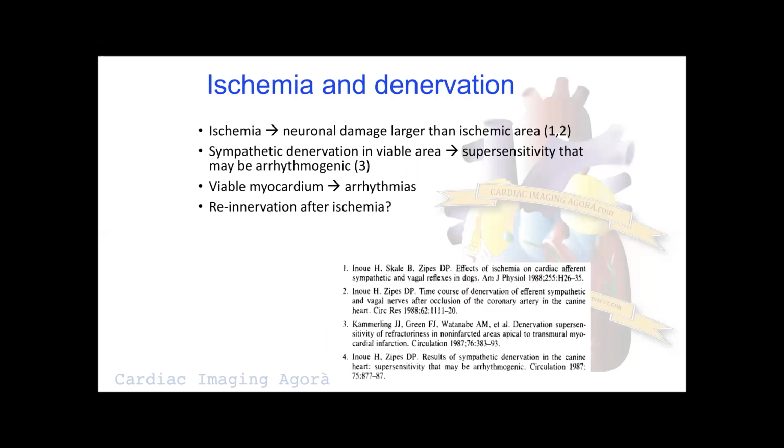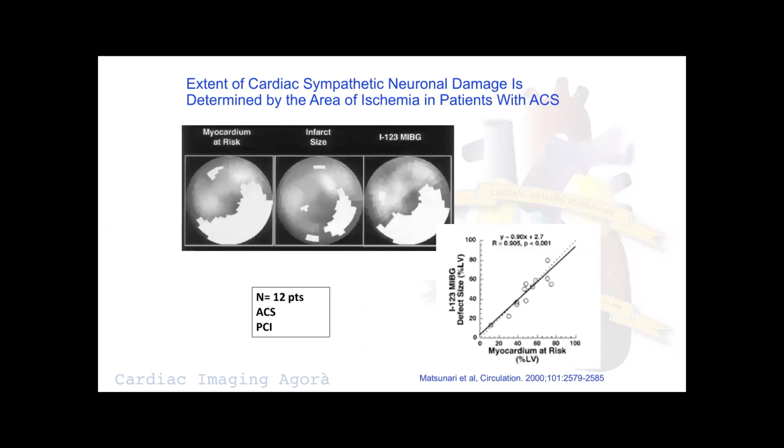And we have a lot of demonstration that in presence of ischemic damage, the neural damage is larger than the ischemic area, and in this case, the sympathetic denervation in a viable area is related to a supersensitivity that may be arrhythmogenic, and in presence of viable myocardium, you can have arrhythmias.